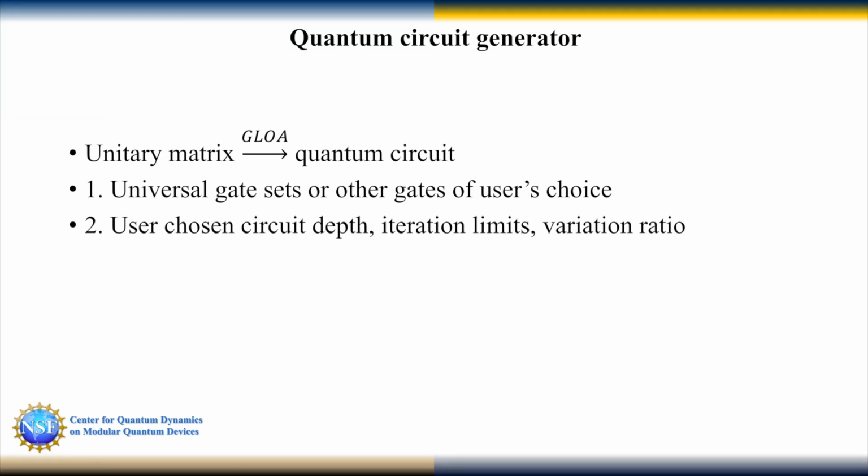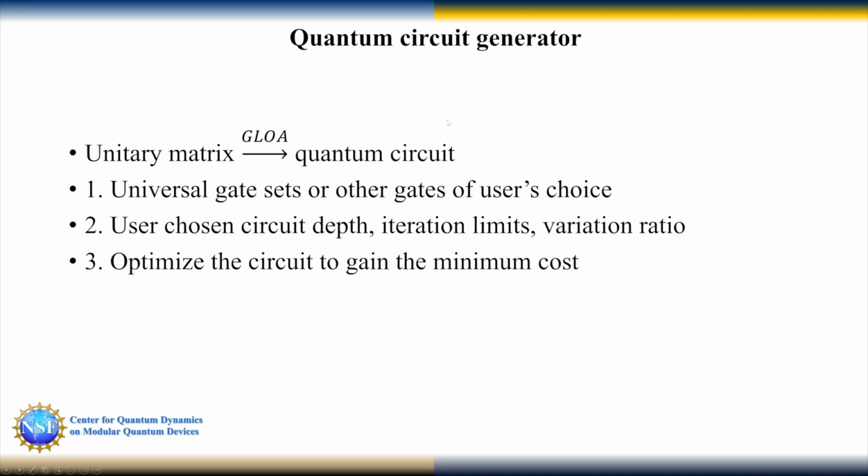Using this generator, the user can choose the circuit depth, which is the number of quantum gates you want in the quantum circuit, and the iteration limits, and can also set up the variation ratio, which should give you some extra control power in the optimization process. And finally, the GLOA will optimize the circuit to gain the minimum cost. That is, to build a quantum circuit that has the lowest fidelity error and the least number of quantum gates.